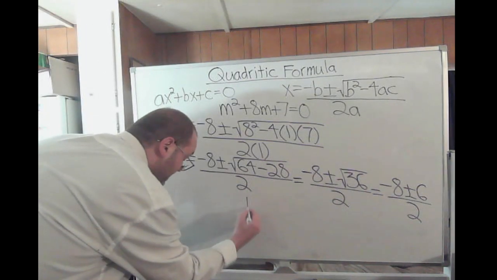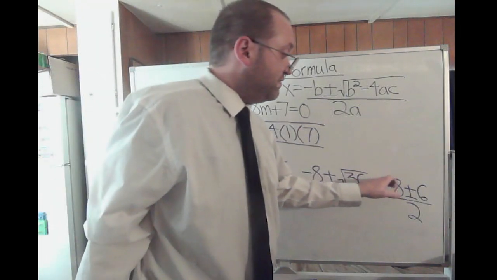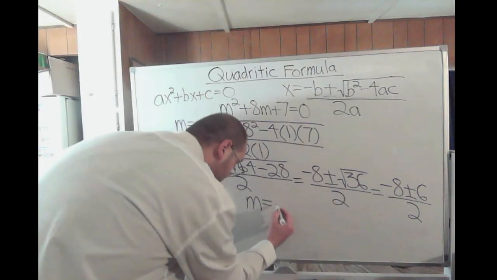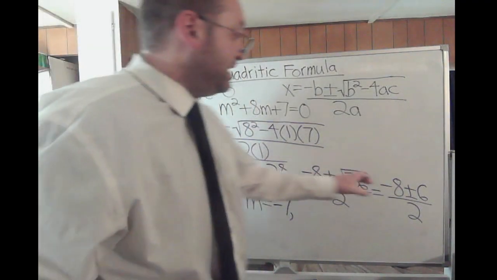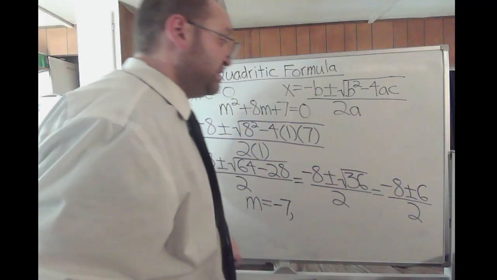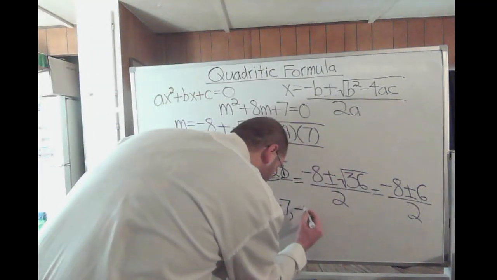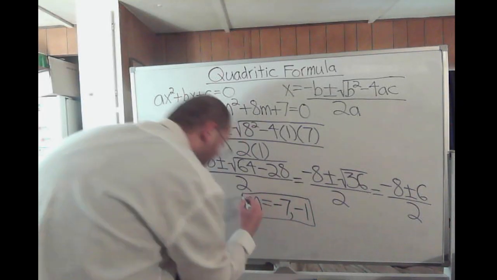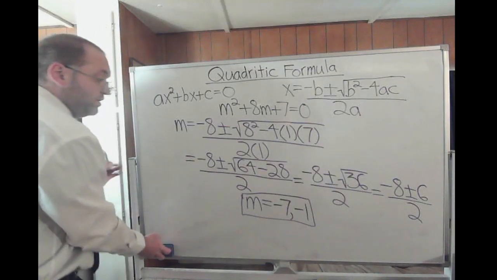Alright, m has 2 roots. Let's start with first negative 8 minus 6. That would give you negative 14. Then divide that by 2, you would get negative 7. And then let's do negative 8 plus 6. That would give you negative 2. Divided by 2 would give you negative 1. So your answers for m are going to be both negative 7 and negative 1. Those would be your answers.